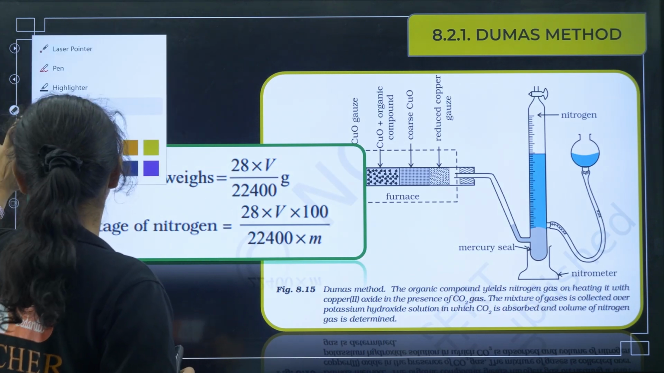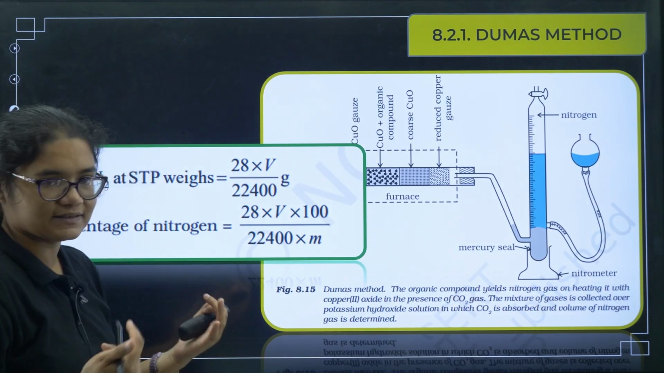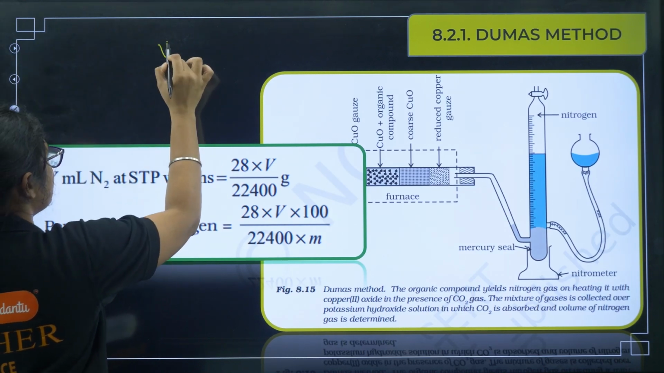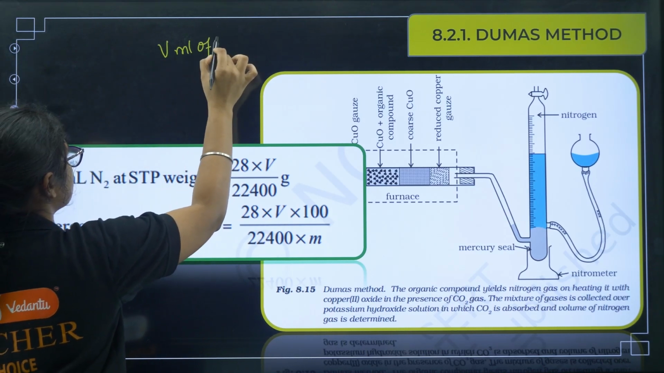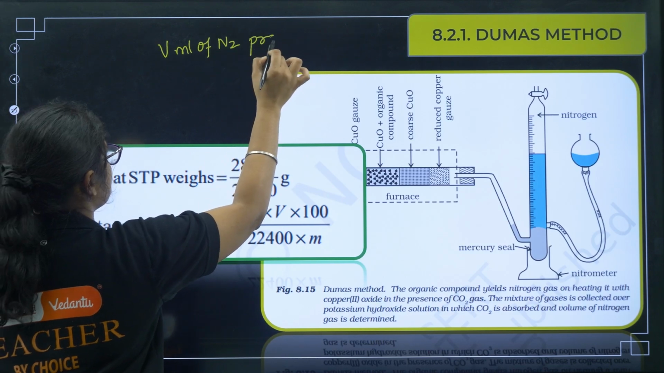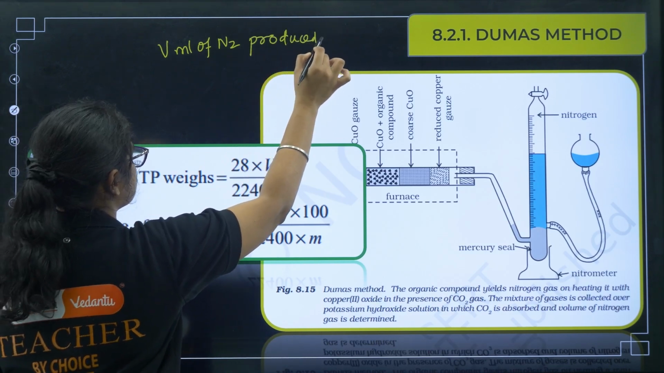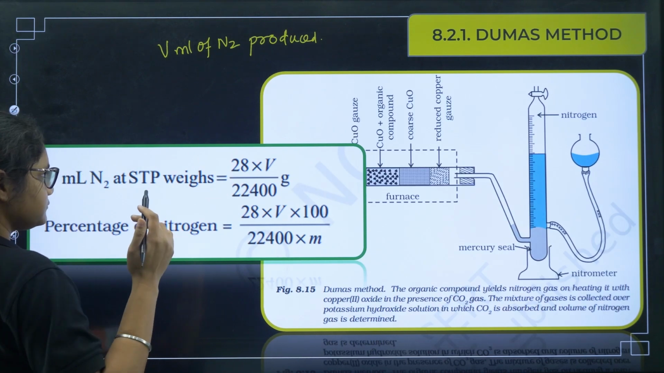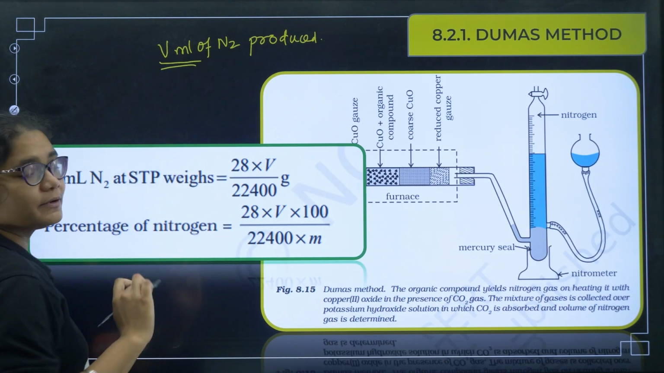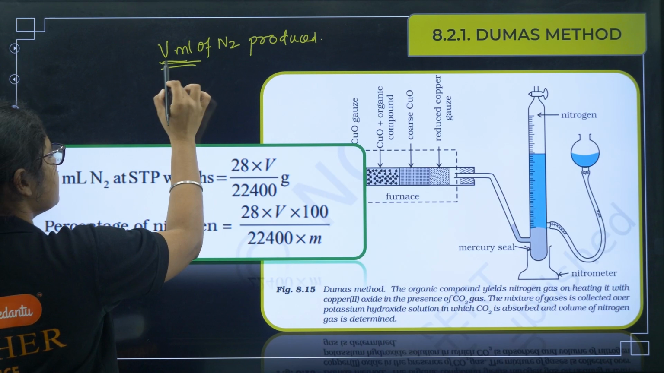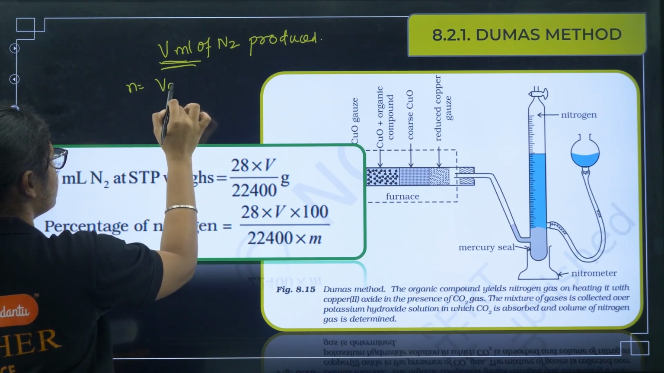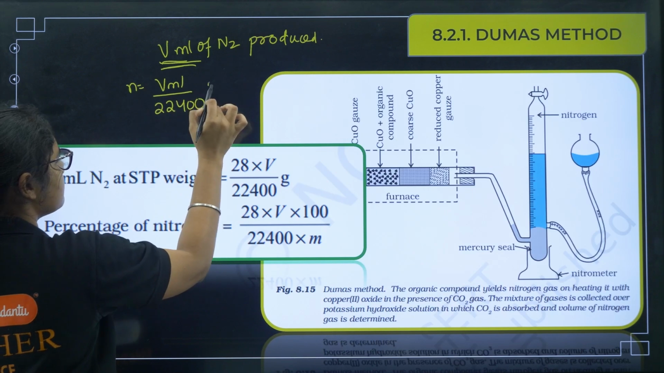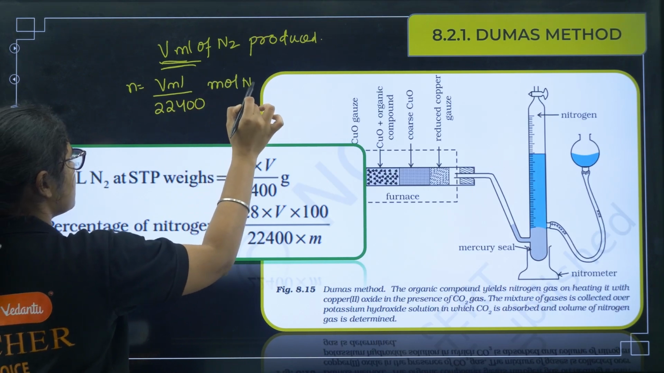Now you see, for example, I say that V ml of N2 was produced. So what is the number of moles of N2 produced here? Number of moles is the given volume by molar volume. Right, this is the moles of N2 produced.